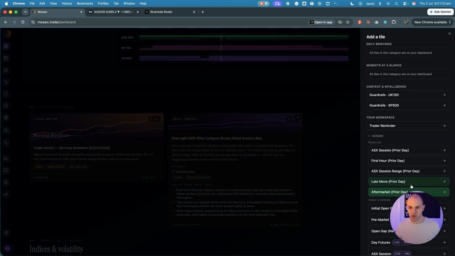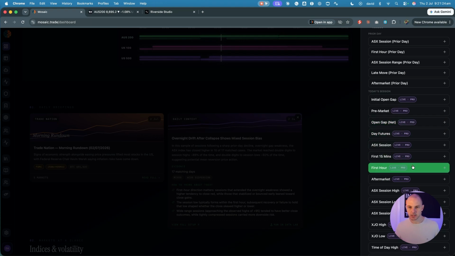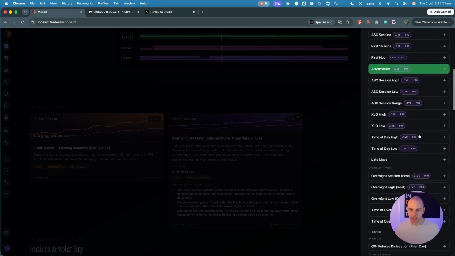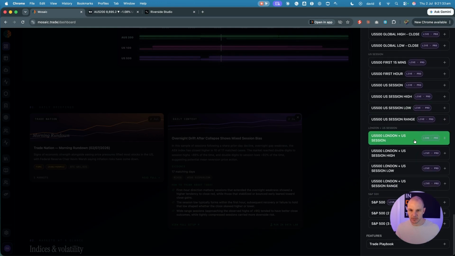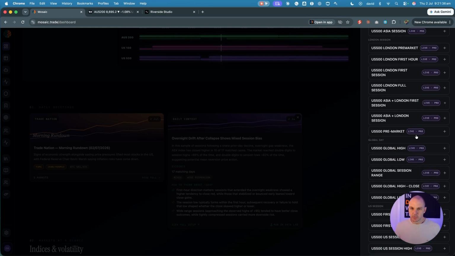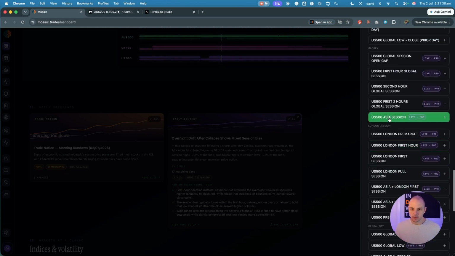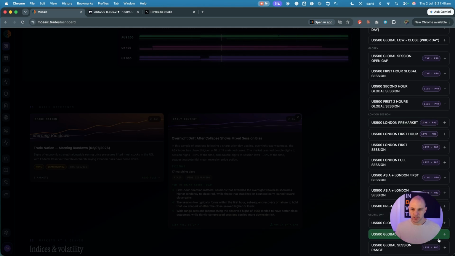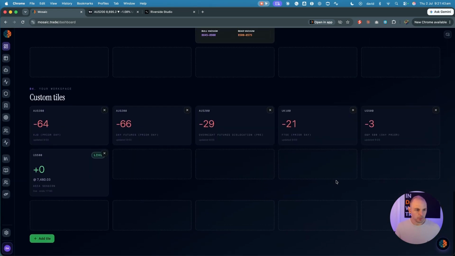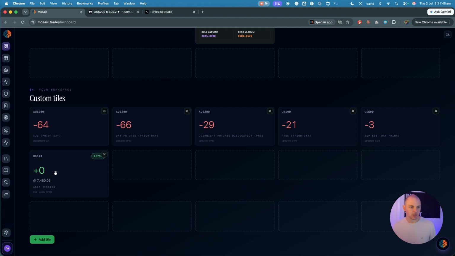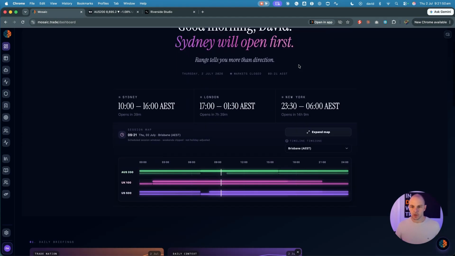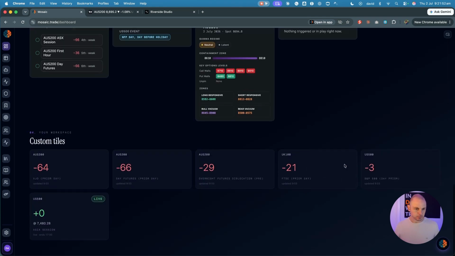I'll note as well that for a lot of these, you can actually get live deltas as it's occurring. As an example, if I added, let's see, I want to keep track of what the US session is doing. US is open at the moment, and so you can see this is a live tile and it's flat at the moment. Okay, so let's just click done there.